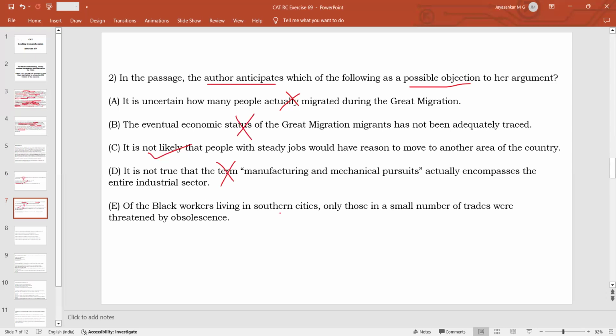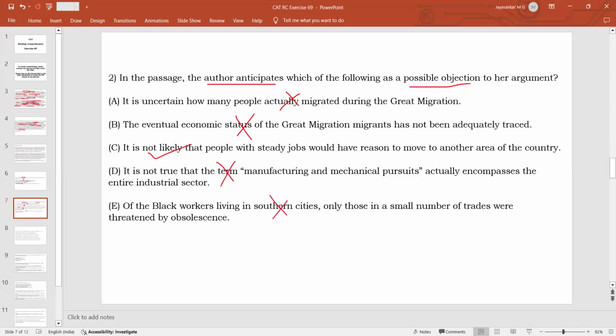Option E: of the black workers living in the southern United States, only those in a small number of trades were threatened by obsolescence. If that had been the case, it would have been clearly explained by the author. But the author is not doing any further explanation. She is not anticipating any objections to the statement that the black workers were facing problems due to obsolescence or due to their skills not getting updated. So this is also not a possible objection.